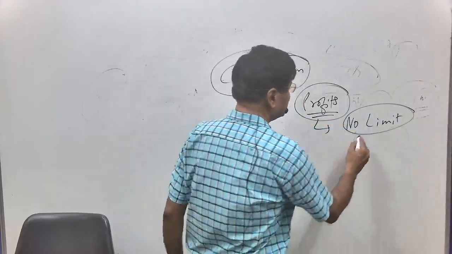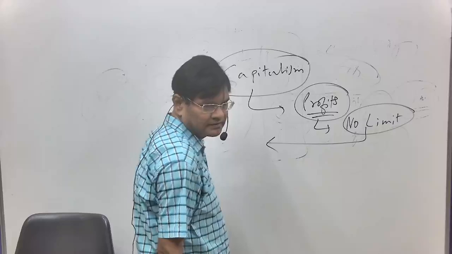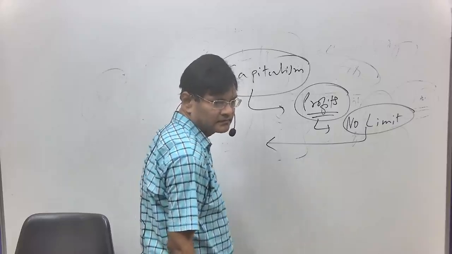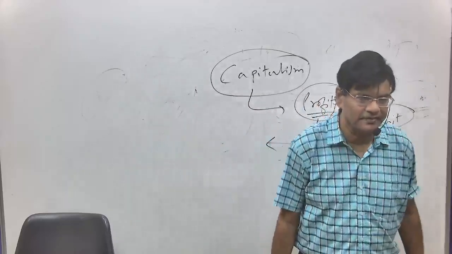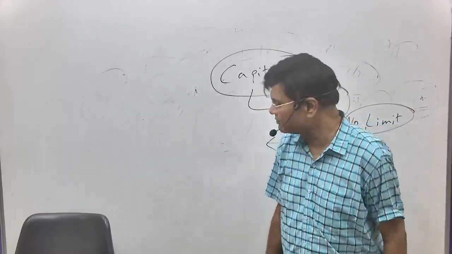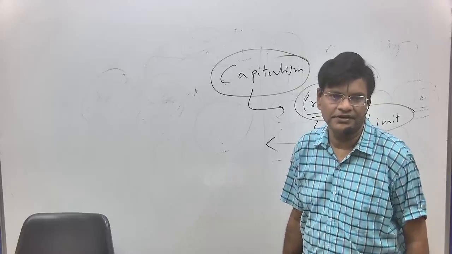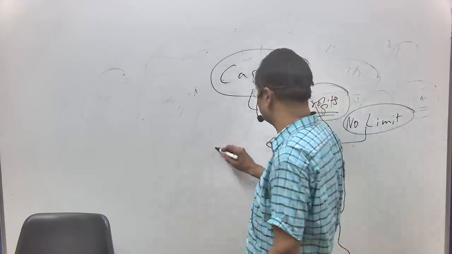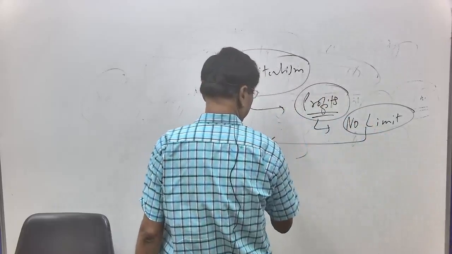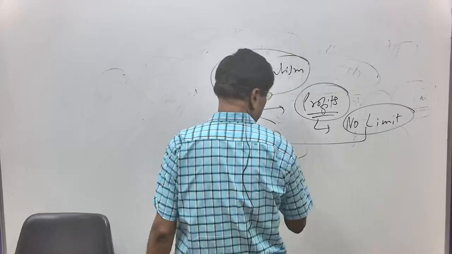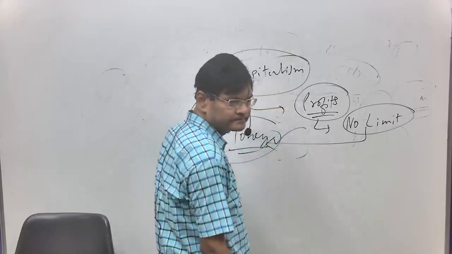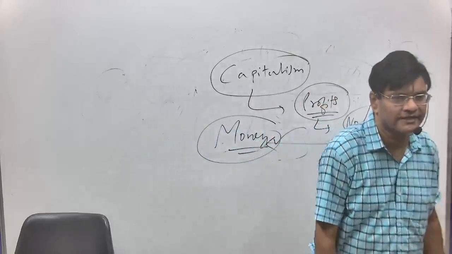Why does profit have no limit? As we study again in economics, there is only one commodity for which there is no saturation point, and that commodity is money.